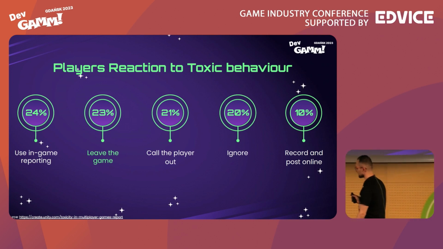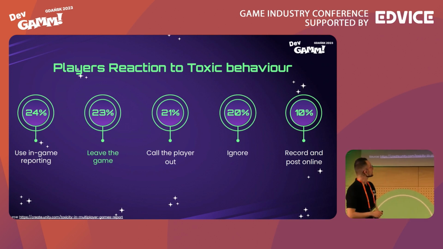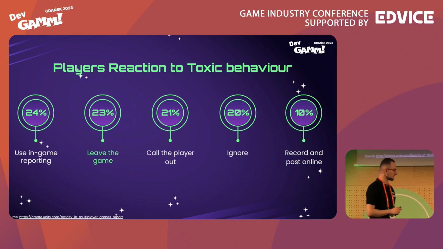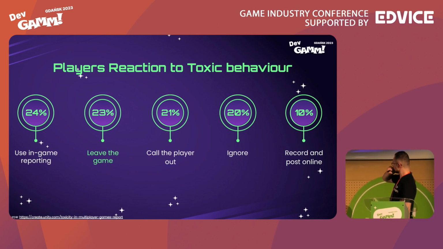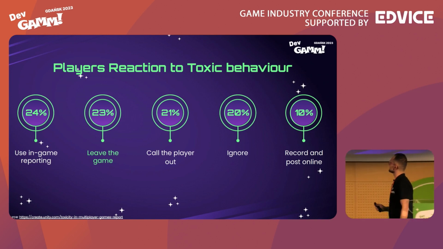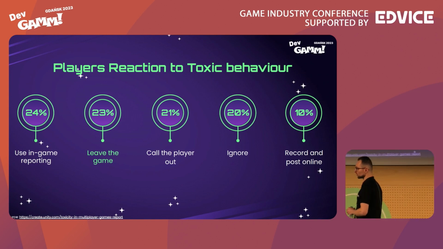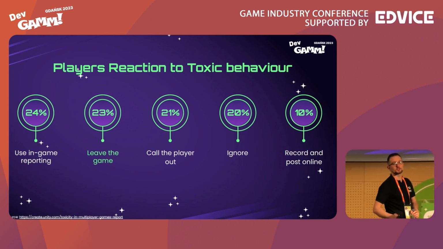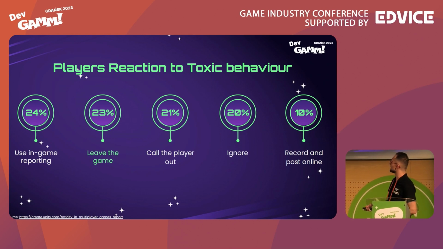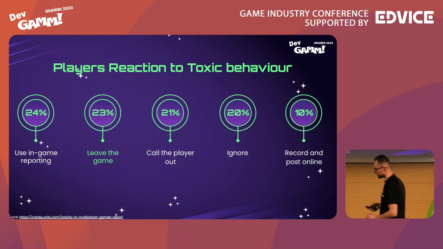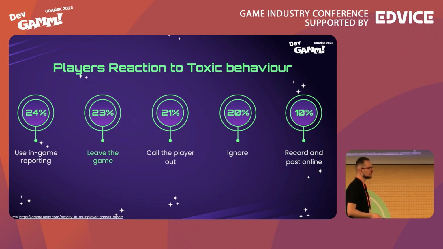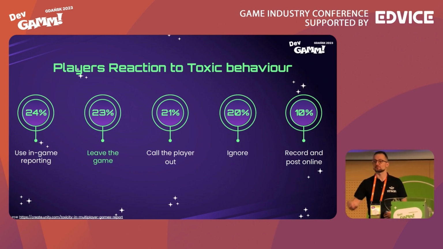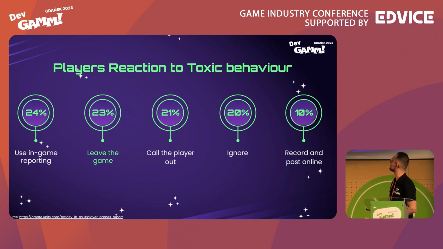There are also two things I wanted to point out on this slide. The most important are the two on the very left side of the slide. So the first thing is that almost 25% of people will use in-game reporting whenever they encounter toxic behavior. This is actually great news for you because those players will contribute to the moderation effort. They will help you to manage the community, and all you have to do is give them a small option to report another player and maybe provide some additional information on what exactly the problem is.